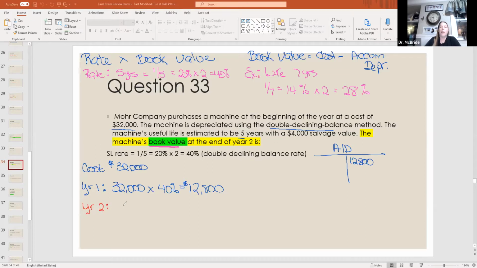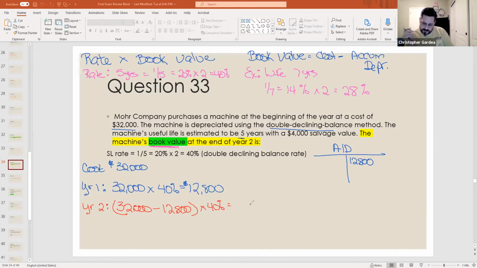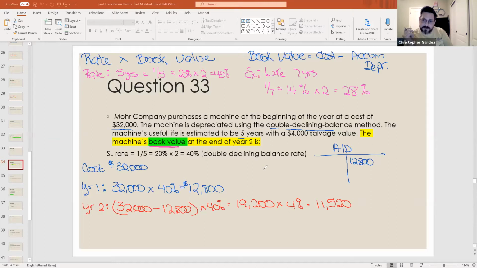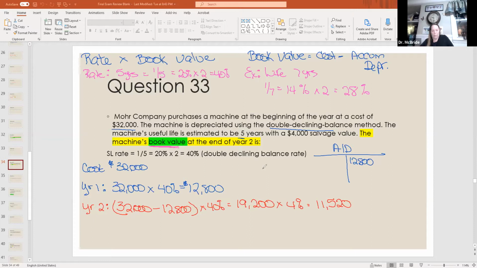For year two, we have to do our book value. Our book value is our cost minus our accumulated depreciation, times our rate. So now we have 32,000 minus 12,800, which is 19,200. That's the start minus the depreciation. Times 40% is going to be 7,680. That's your expense for year two.